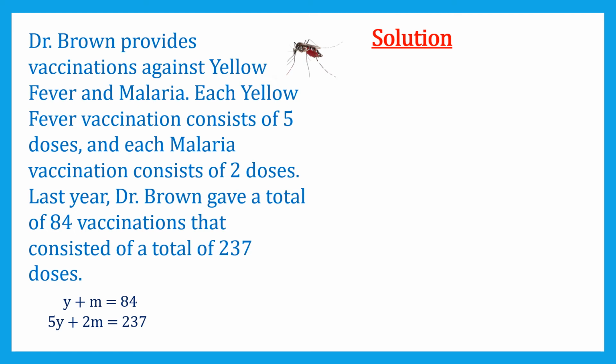I'm going to choose to use the substitution method to solve the system of equations. Remember, you can go back and check my videos on solving systems of equations by elimination and substitution, whichever method you're comfortable with. But for this particular solution, I'm going to use the substitution method. The first step is to isolate a variable, my choice. So I'm going to take the equation Y plus M equals 84, and I'm going to isolate the M. So I want to subtract Y from both sides of the equation. So therefore, M is equal to 84 minus Y.